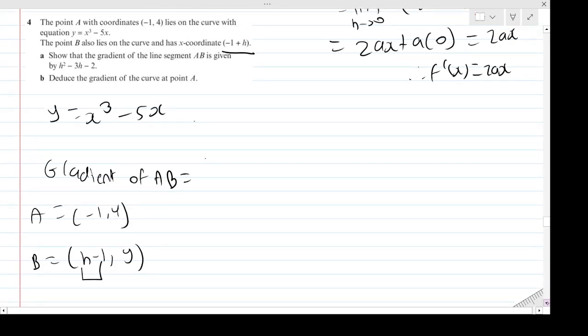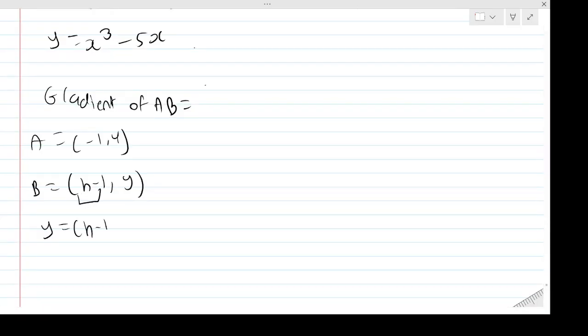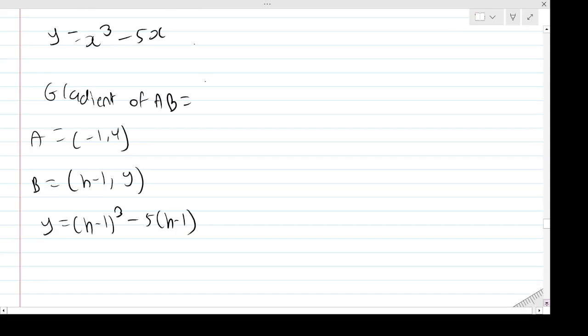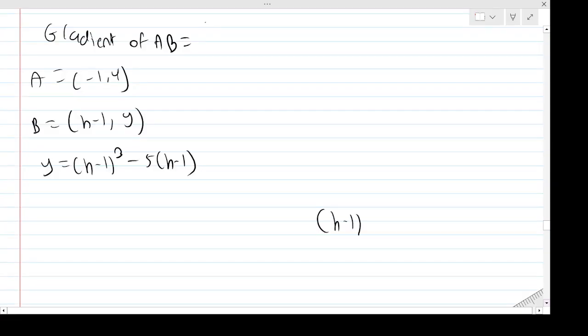If I do that, then I get that y is going to be, well, instead of x, it's going to be h minus 1. So h minus 1 cubed minus 5 lots of h minus 1. And then it just becomes an expanding bracket exercise, right? So if I expand this, well, firstly, I'm going to do that over here, right? h minus 1 cubed is going to be h minus 1 3 times.